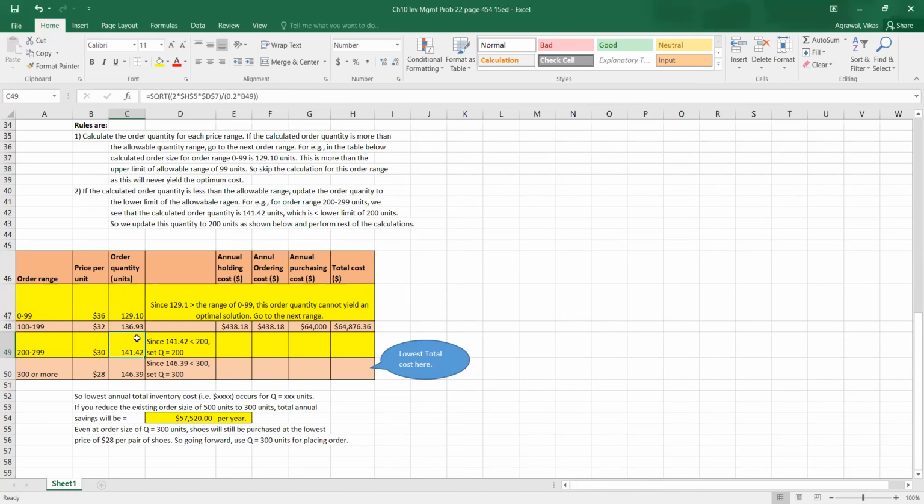That's what we did here. But if it is less than the minimum value of the range, then you update the Q to the minimum value of that range. That's the rule. Because otherwise it may not work. It may not give you the optimal solution. Now the beauty about Excel is, you can just drag these formulas down because you already put in the necessary condition.